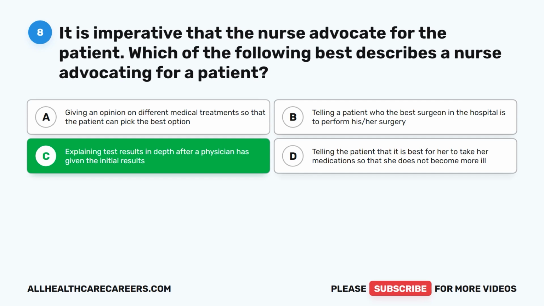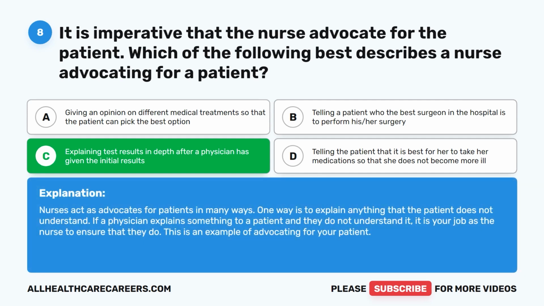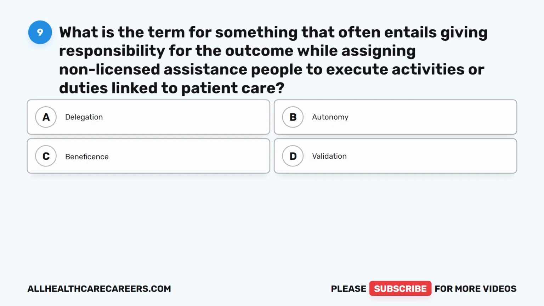Explaining test results in depth after a physician has given the initial results. Nurses act as advocates for patients in many ways. One way is to explain anything that the patient does not understand. If a physician explains something to a patient and they do not understand it, it is your job as the nurse to ensure that they do. This is an example of advocating for your patient.